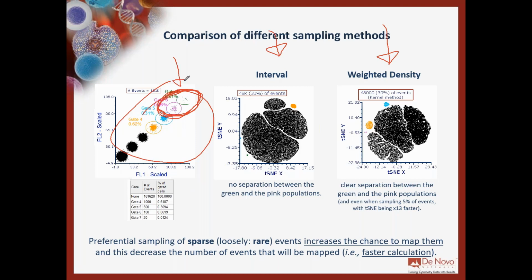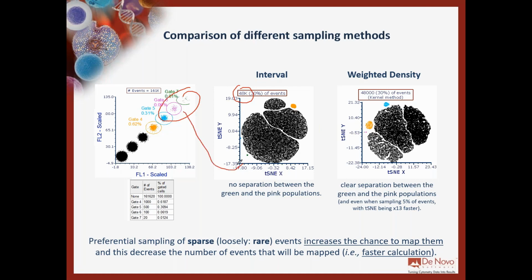But you see, this is 0.01 and this is 0.006. So they are quite rare. Now, I started with like 10,000 and I couldn't see any separation for those two. 20,000, 30,000, 40,000, 48,000, I still cannot see the separation.